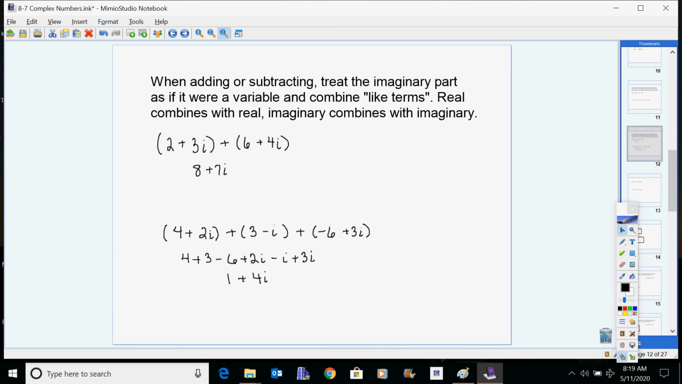So you end up with 1 in the real part of the answer and 4i in the imaginary part, so our complex answer of 1 plus 4i. Now what makes it look a little bit different than if the I was just a variable? Traditionally, if it was a variable, you would put this part first, but whenever you're giving an answer to a complex number, put the real part first and then the imaginary part. Real part, then imaginary. And that's your standard way of writing a complex number, is the real part, then the imaginary part.